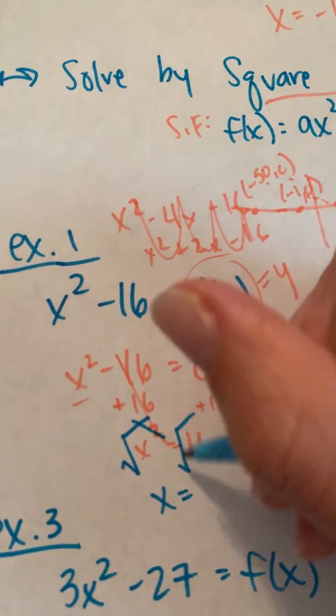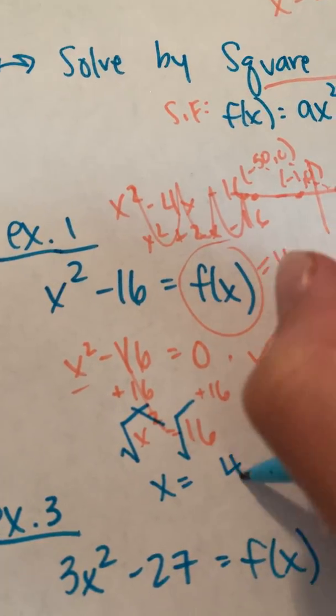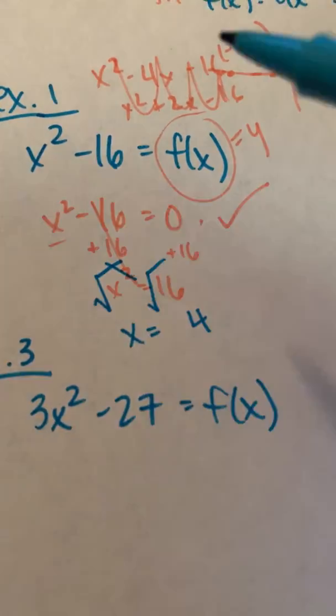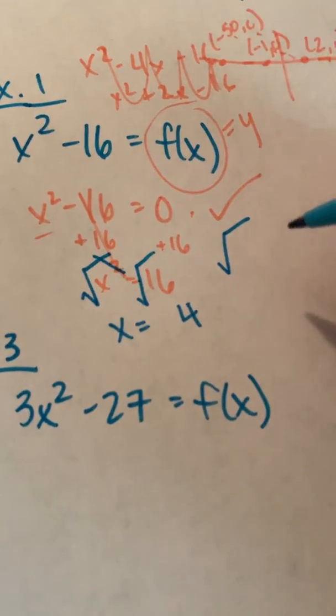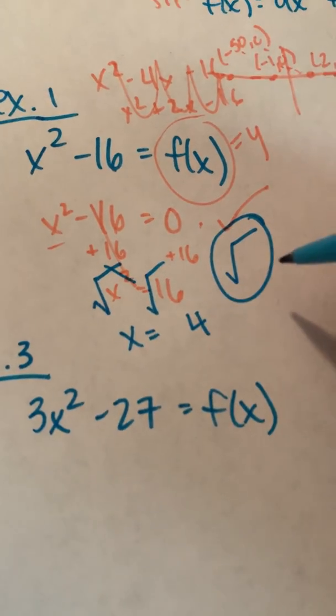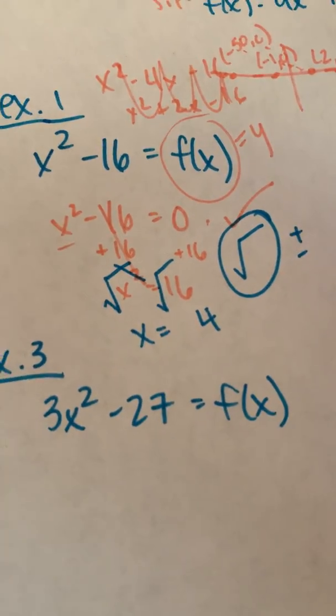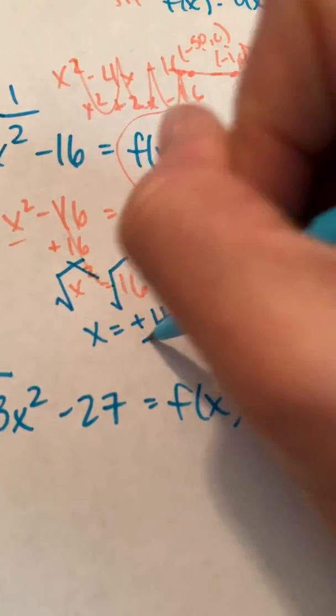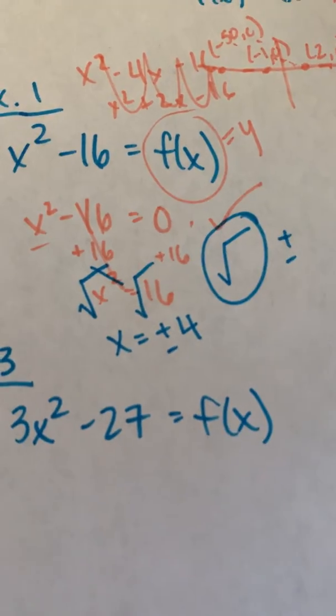Now, you'd be thinking maybe the square root of 16 is just 4, right? But think again. Anytime you use the square root method, anytime you put one of these into the problem, you need to add plus or minus. Pause the video and think about why I would have to add plus and minus in front of that 4.